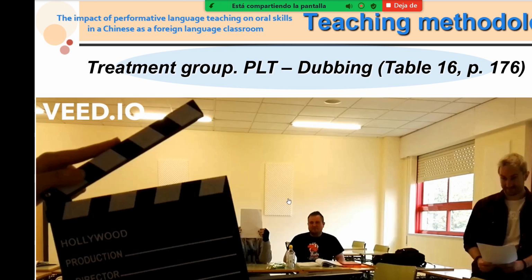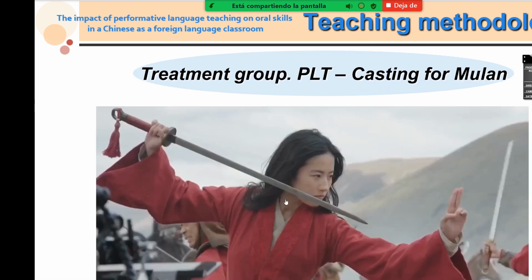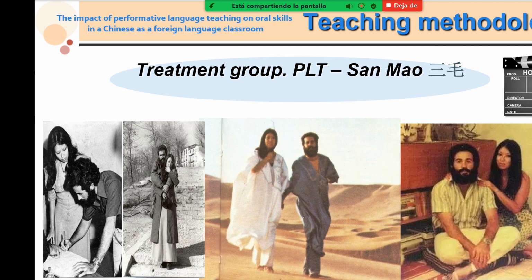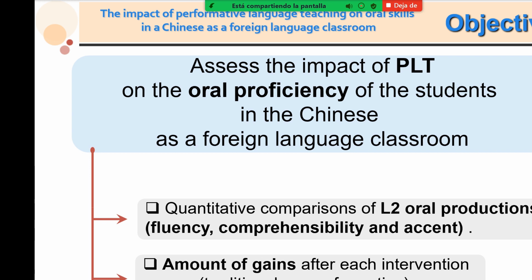So there was also a performing activity. We gave them classes where they had to do a casting for Hua Mulan. You have to become the lead actress in Hua Mulan. They have to introduce themselves and interact. We also use real, authentic literature, for example, from Sam Mao, the writer, and then the story with the Spanish He, where the students have to be part of their life.